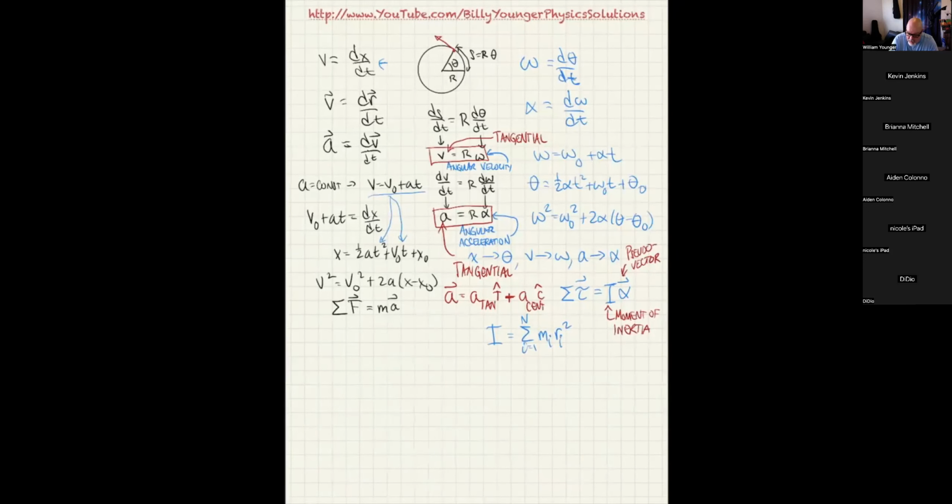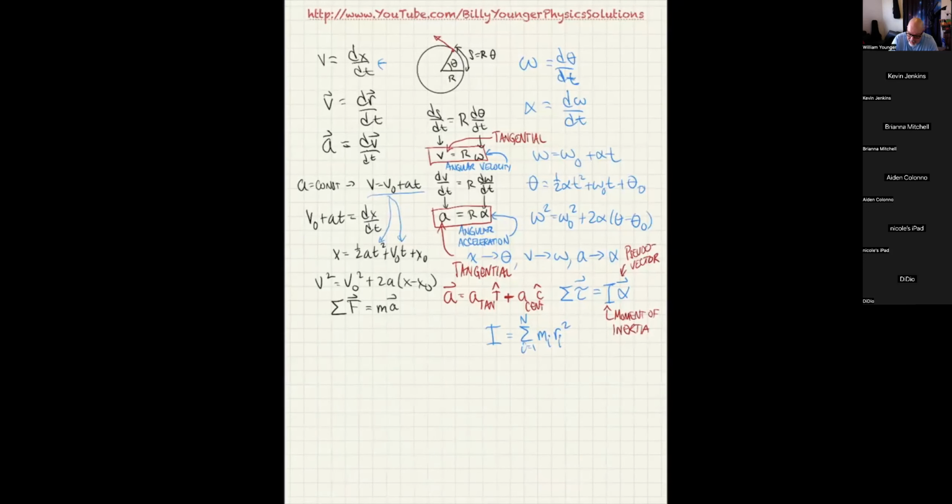Or if it's not discrete, but in fact a continuous distribution, then it becomes the integral of r squared dm, which we'll use a little bit later, maybe even later today. Now you can see that from this, clearly the units of I are going to be kilograms meters squared.